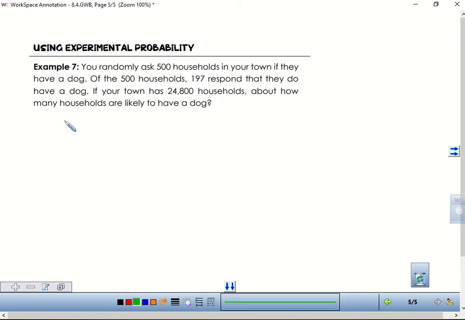So how many people out of the 500 have a dog? Good, so 197 out of 500. And you can convert this into a percentage. So basically, based on the study, 39.4% of the people they sampled have a dog, right? How can we use this information to estimate how many people in the whole town have a dog?